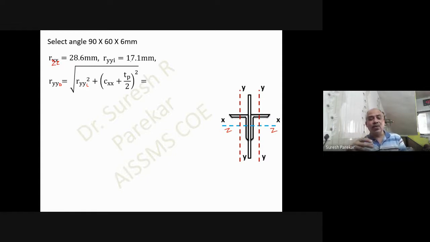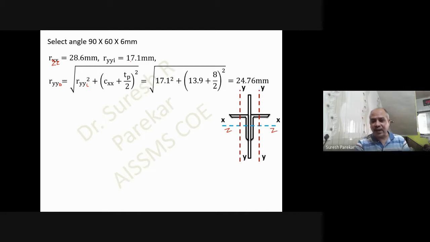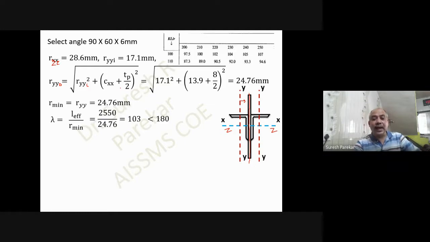So we have to check our overall RYY and overall RZZ, which one is lesser. Therefore we have calculated this value. We have transferred this y-axis from this to this, that is the central y-axis, and that we know is Ixx plus A h squared. As we are going to divide it by A, I have divided it by A, and I will get the value directly from there, which will be 24.76 millimeter. And our RYY overall is less than RZZ, so that is what we use for the lambda value calculation.